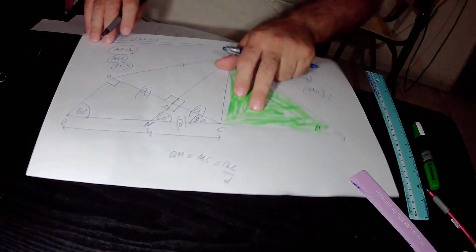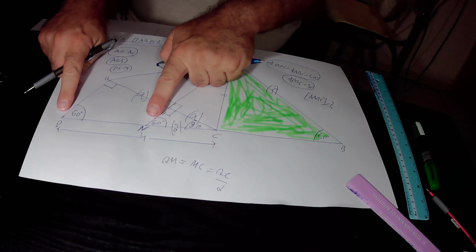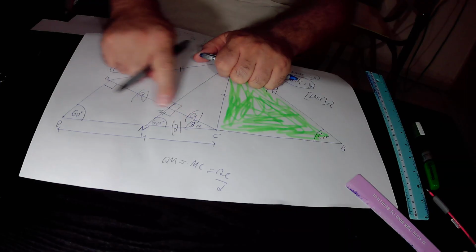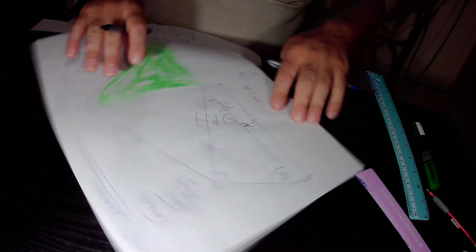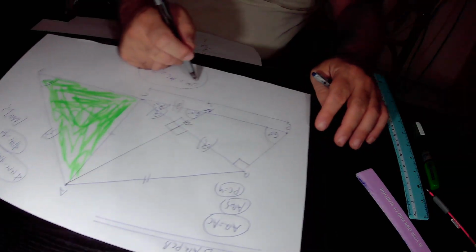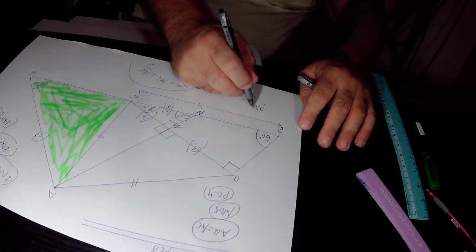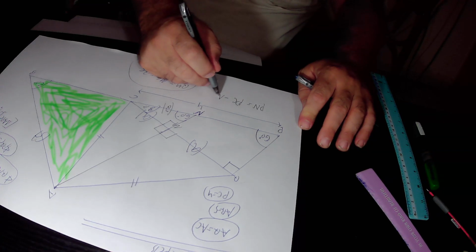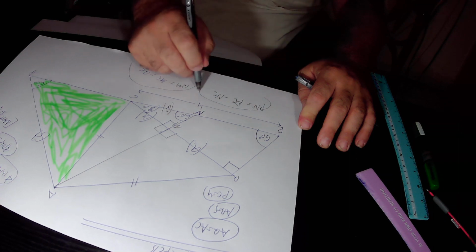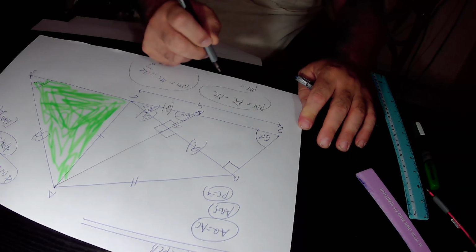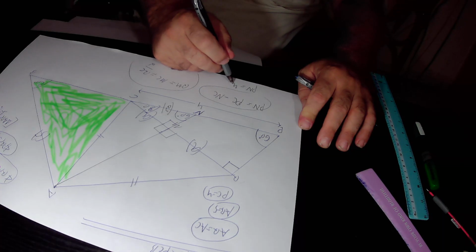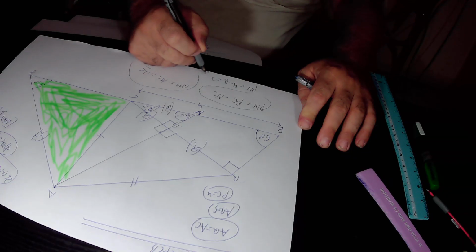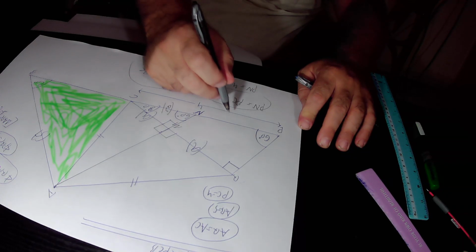So what is the missing side PN? PN equals PC minus NC. So I write it down. PN equals PC minus NC. So PN equals PC, that is 4, minus NC, that is 2. So PN in total equals 4 minus 2, that is 2. PN equals 2 units in its length.